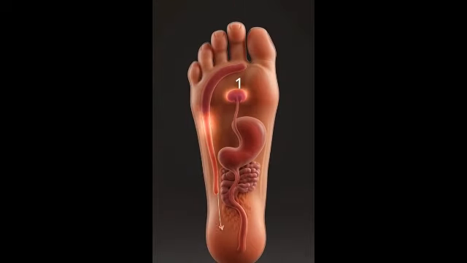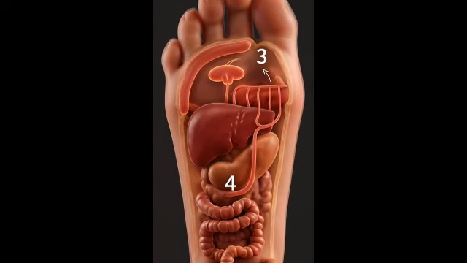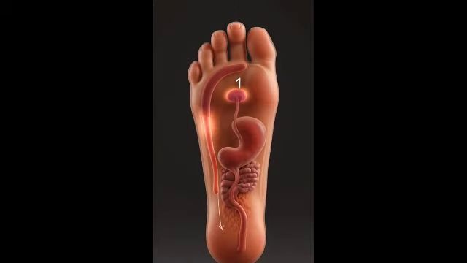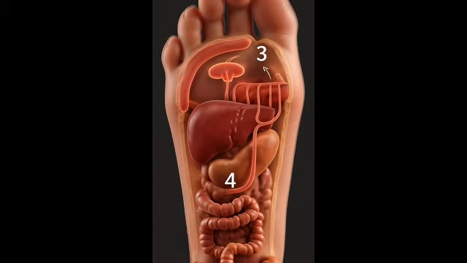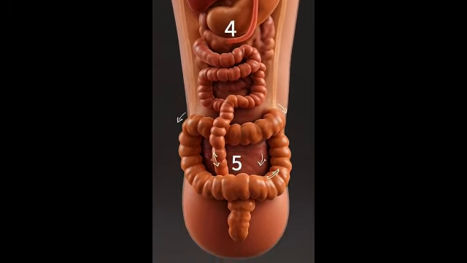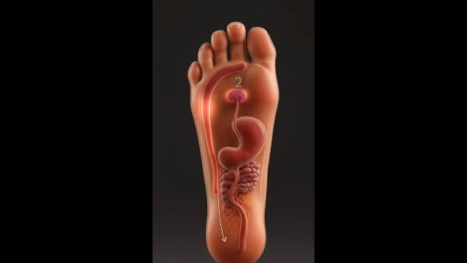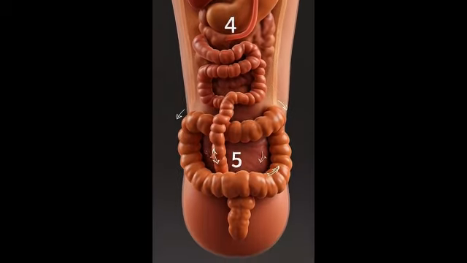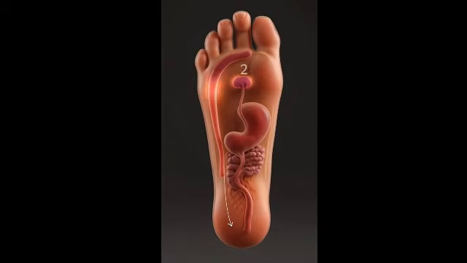Step 4. Nutrient absorption. The small intestine is where most nutrients are absorbed into the bloodstream. Its long, coiled structure increases surface area, allowing the body to absorb essential vitamins, minerals, and energy efficiently.